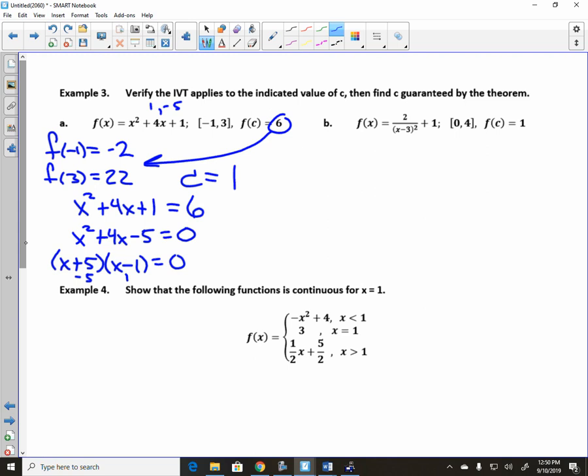Next one's super easy. Why? What's that? It's not continuous where? It's not continuous at 3. Is 3 in the interval? It is. So IVT does not apply. Discontinuous.